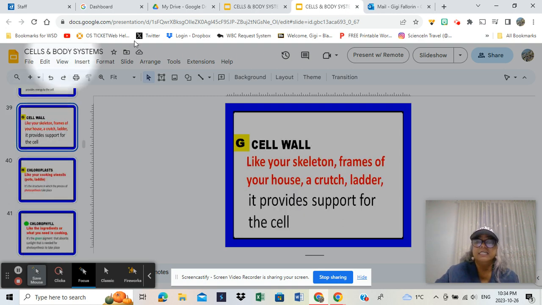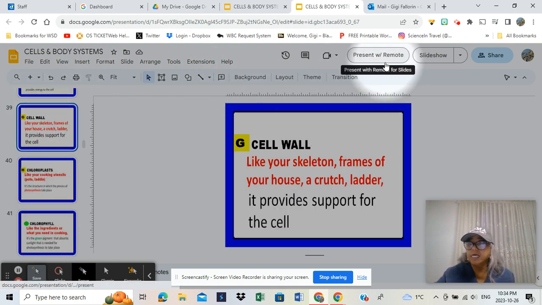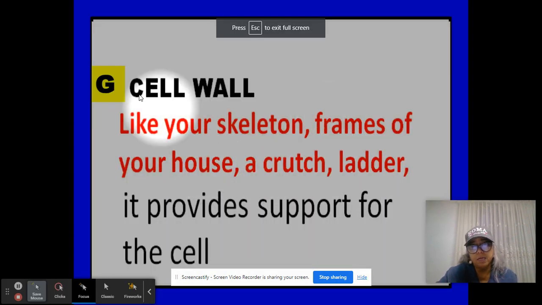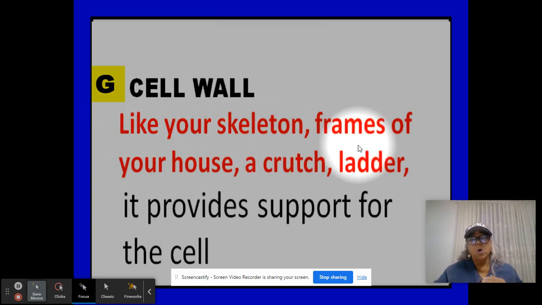G, right? So G and H now are the two organelles that can only be found among plant cells. If we take a good look at the cell wall, the comparison is this: it's just like your skeleton, or the frames of your house, or the building of our own room, right? Or you can consider it like a crutch, a ladder. It provides support for the cell.